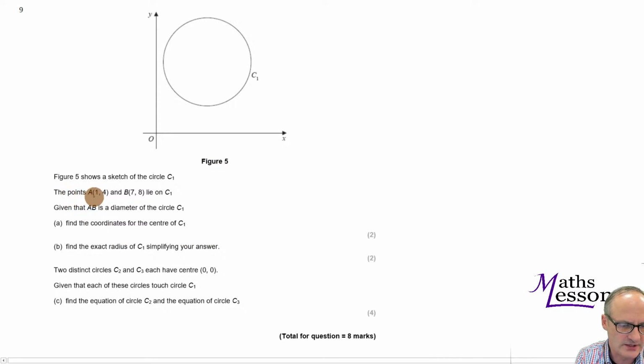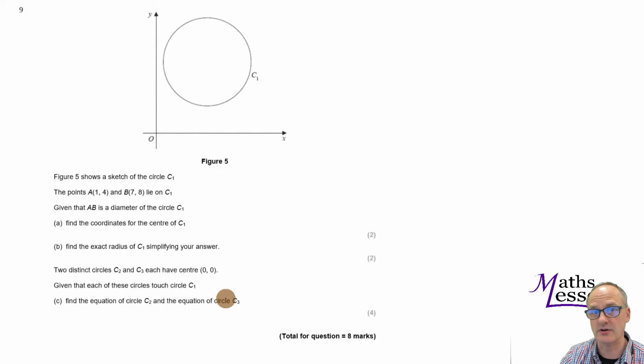The point A is 1, 4. The point B is 7, 8. And these lie on C1. Two distinct circles, C2 and C3, each have center 0, 0. Given each of these circles touch C1, find the equation of the circle C2 and the equation of circle C3. Again, going to give you another 5 minutes to have a go at that one.